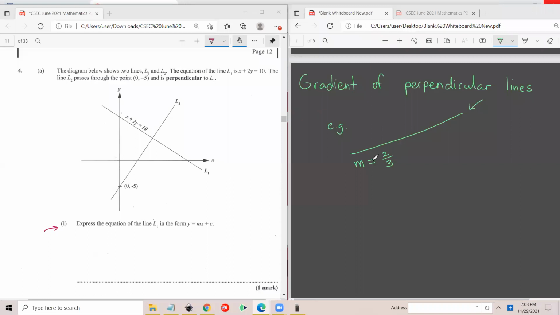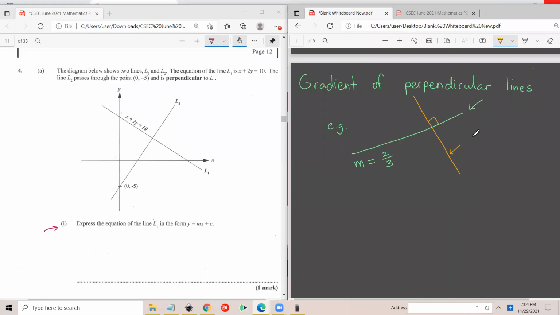Let's say that we have a line and the gradient of this particular line is 2/3. And then I come and tell you, I have a line perpendicular to that line. So the orange line, perpendicular means at right angles to the line. What would be the gradient of the orange line? Well, whenever 2 lines are perpendicular, to find the gradient, all you need to do is take the gradient of the first line and flip it.